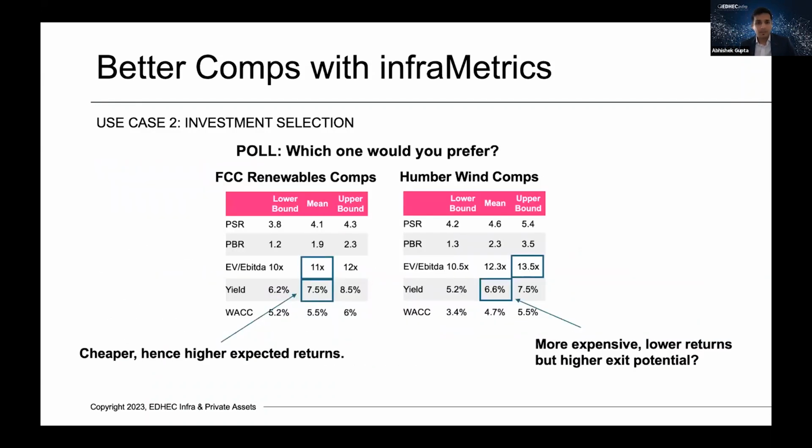Now, I guess in the interest of time, I'm going to skip this poll. We were going to ask you that out of these 2, which investment would you prefer? One is cheaper and has higher expected returns. The other is a bit more expensive, with lower returns, but it could also have higher exit potential because its upper bound is a bit higher.